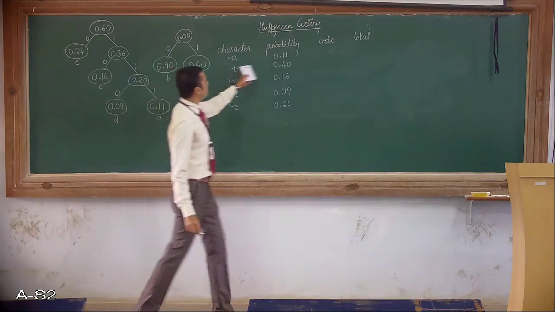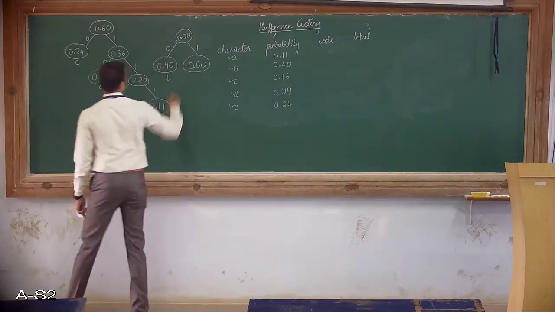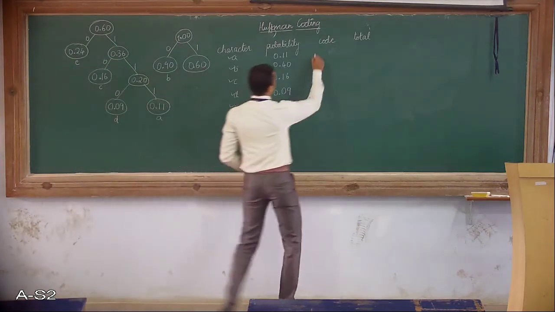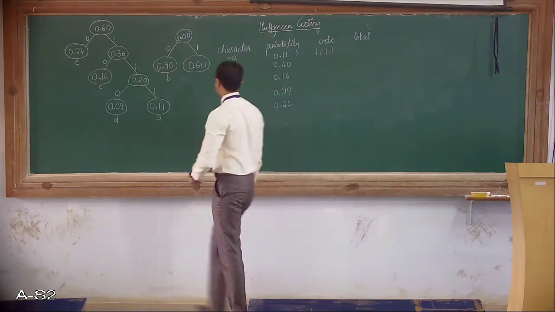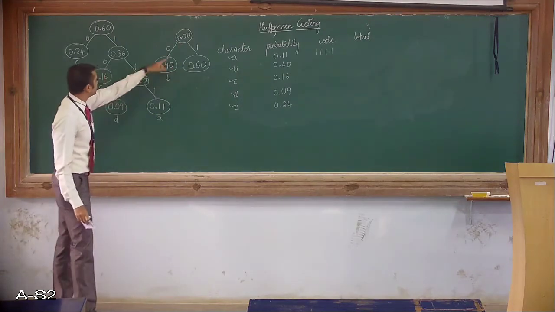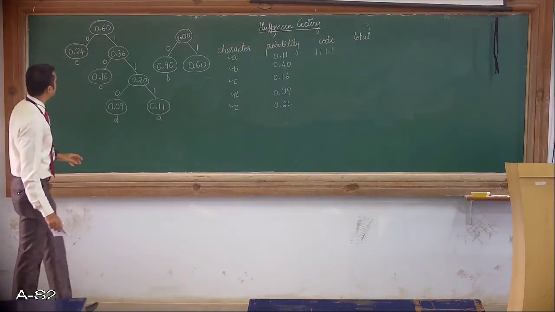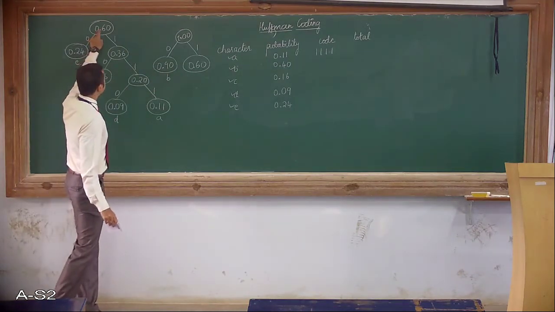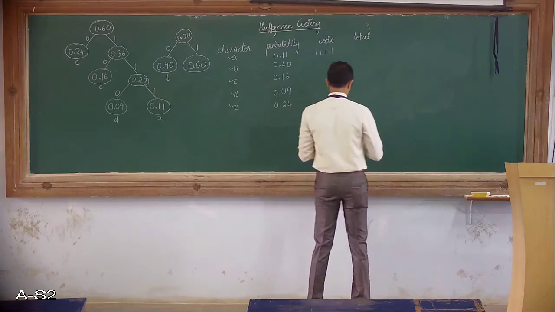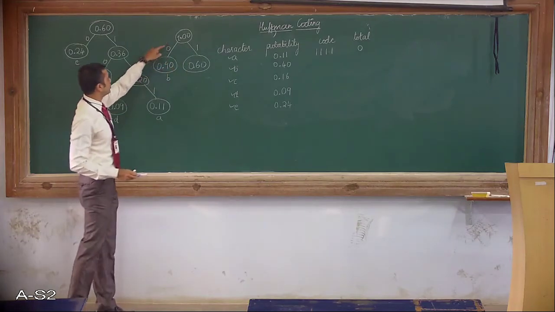Now I need to find the encoding of A. If I have to reach this character A from the root node, which path do I have to take? It is 1, 1, 1, 1. Just trace it from the root node. Next one is B. Where is the character B present over here? Here. So it is 0. It is only one character. See, this is the root node. I am reaching B, so only 0.